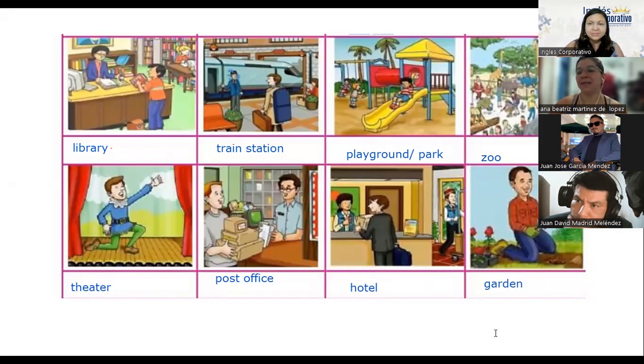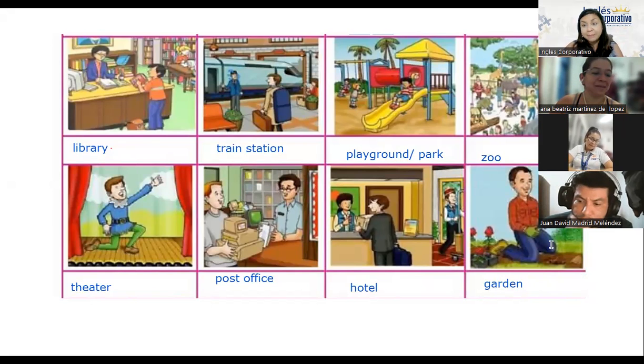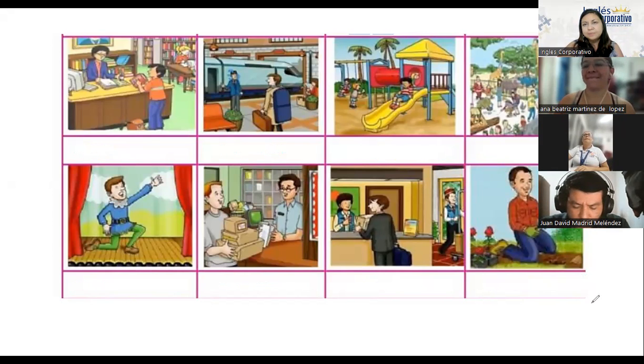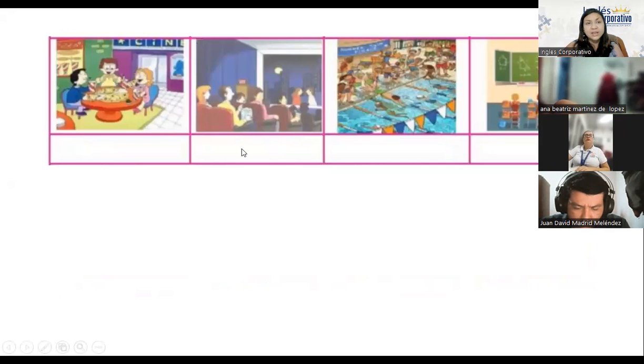You can see a plant. Yeah, the plants, the flowers, and you can plant or you can water the plants. Great. Thank you for your participation. Okay, so in these activities, we were using can. Oh, we still have more.